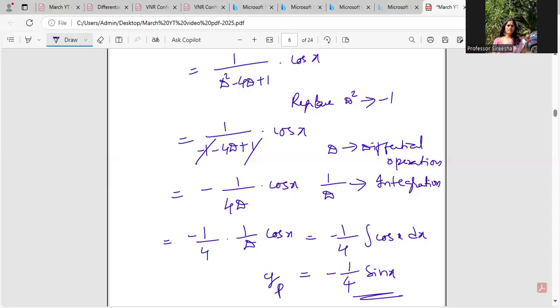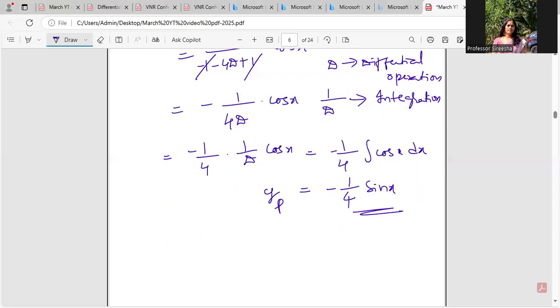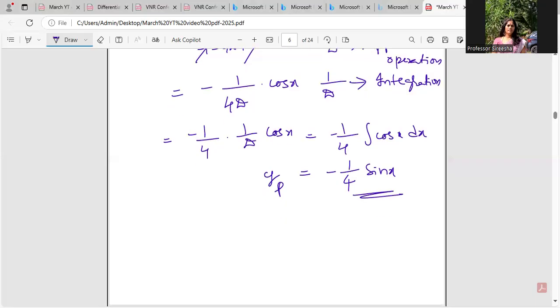If I have 1 by D or D squared, there's no problem. But if I have a polynomial in D, it is difficult to handle, which is why there are theorems available that I use as formulae to solve problems. There are proofs for the theorems as well, and I can discuss them in the next videos.